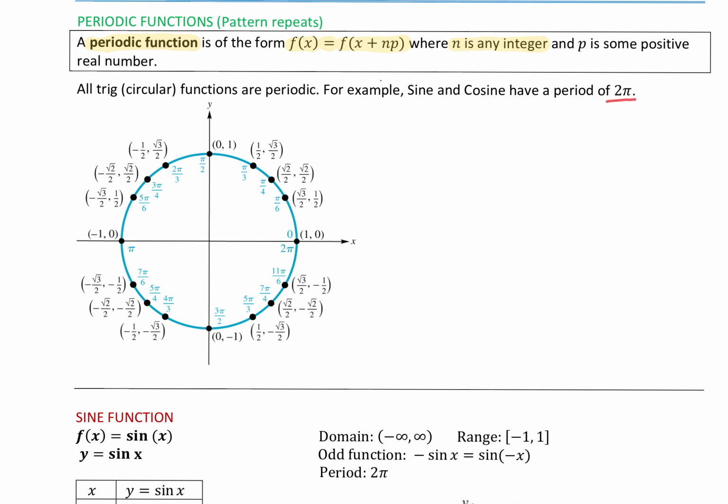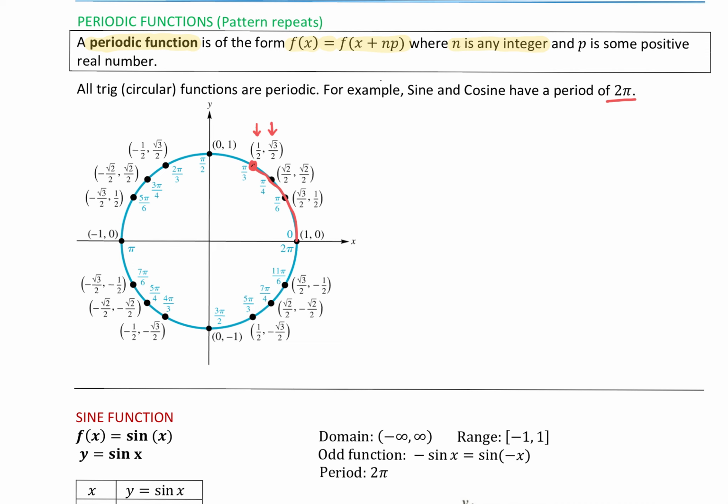So their period is 2 pi because if you pick any point, so you go any arc length, well, let's just go to pi over 3. So if I've gone this arc length of pi over 3, I end up at the point 1/2, square root 3 over 2, where the 1/2 would be the cosine of pi over 3, and the square root 3 over 2 would be the sine of pi over 3.